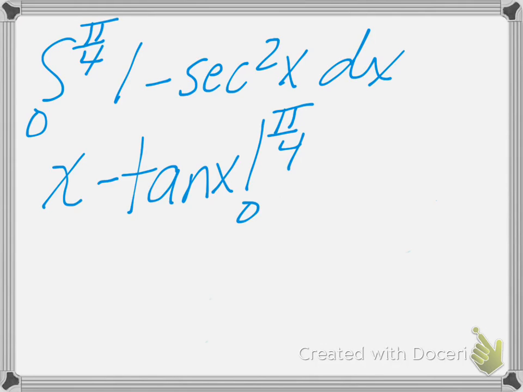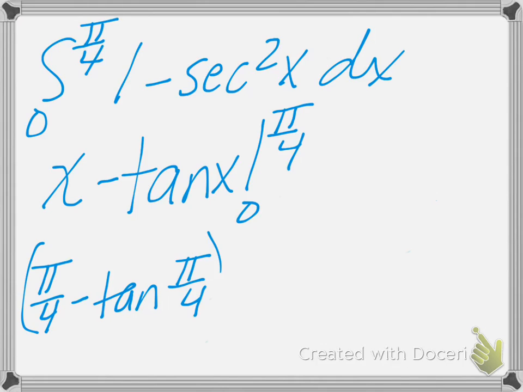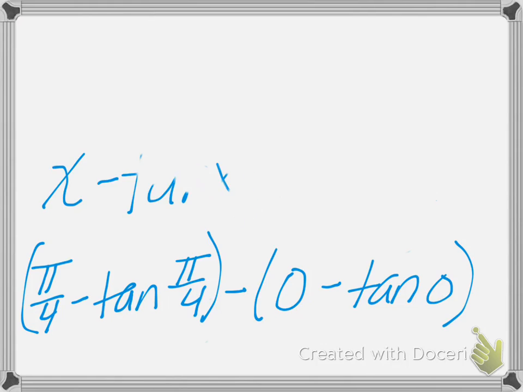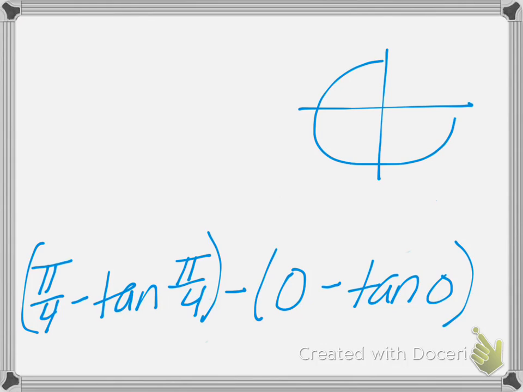Okay, so now we're going to substitute. First we're going to put in pi over 4. Minus, and now we're going to put the 0. Okay, and we're going to need our unit circle again. Okay, so here it is. So remember, pi over 4 was when sine and cosine were both 1 over radical 2. And 0 is right here.